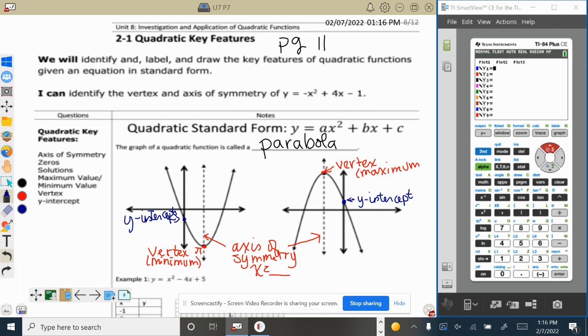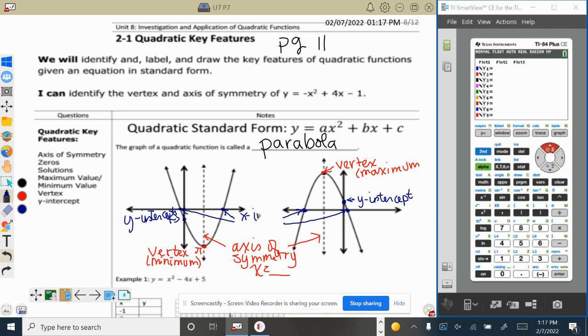The next key feature is our x-intercepts. Parabolas will often have two x-intercepts. Linear functions only have one x-intercept, but again, they're common to both functions.